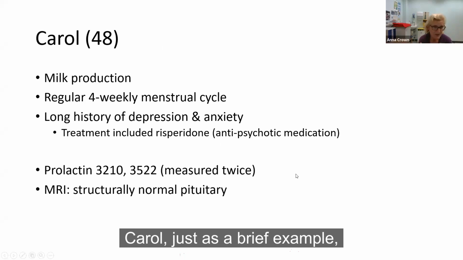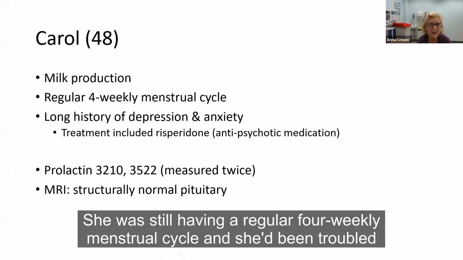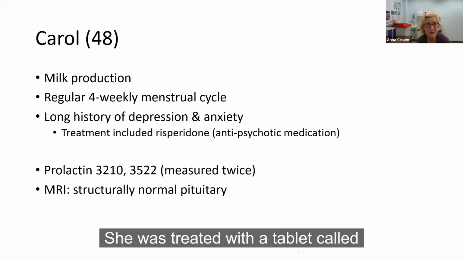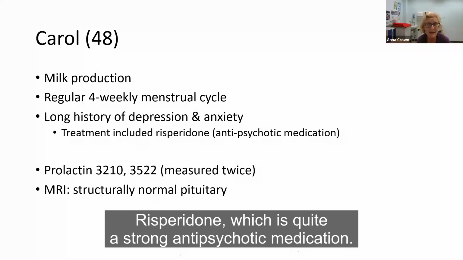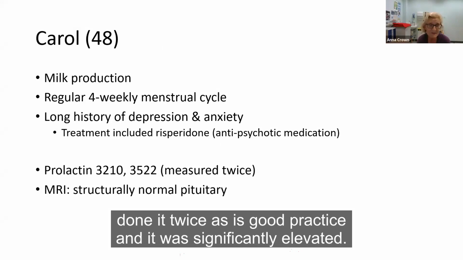So Carol, just as a brief example, Carol was 48 and again presented with milk production from her breasts. She was still having a regular 4-weekly menstrual cycle, and she'd been troubled with a long history of anxiety and depression. And she was treated with a tablet called risperidone, which is quite a strong antipsychotic medication. And her GP had done her prolactin, done it twice, as is good practice, and it was significantly elevated.